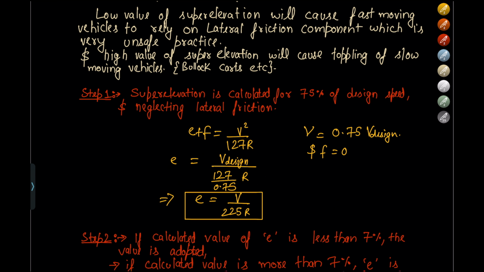Next, these are some of the values for maximum superelevation that is available for different terrains. If plain and rolling terrain is there, 7% is the maximum superelevation allowed. In mountainous and steep terrain, 10% superelevation is allowed. And in urban and built up areas, it is only 4%, which is equal to the camber for general roads, right?